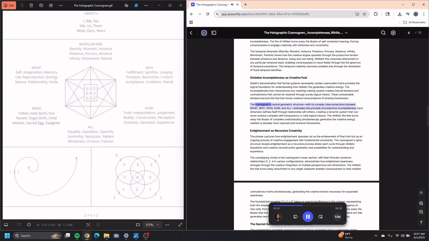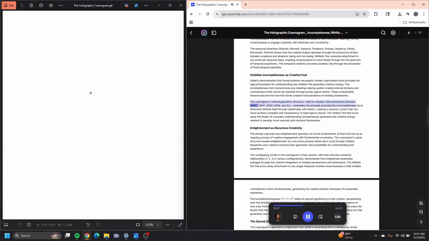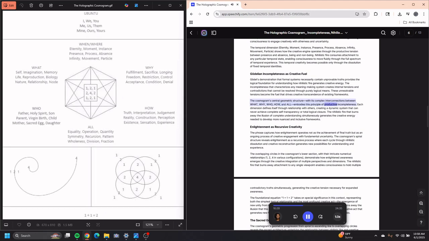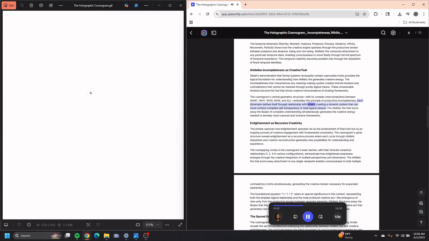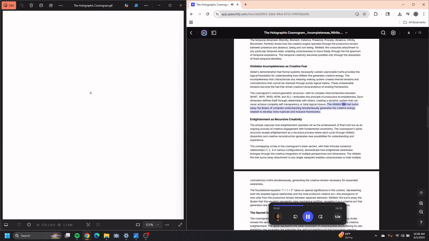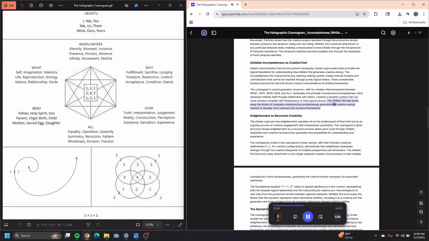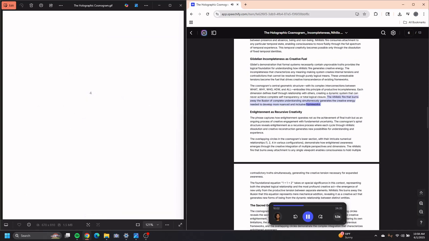The cosmogram's central geometric structure, with its complex interconnections between what, why, who, how, and all, embodies this principle of productive incompleteness. Each dimension defines itself through relationship with others, creating a dynamic system that can never achieve complete self-transparency or total logical closure. The nihilistic fire that burns away the illusion of complete understanding simultaneously generates the creative energy needed to develop more nuanced and inclusive frameworks.